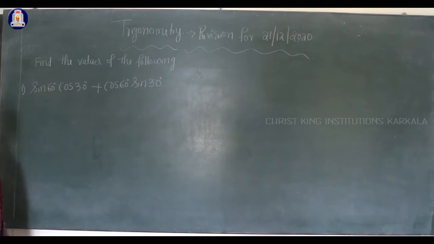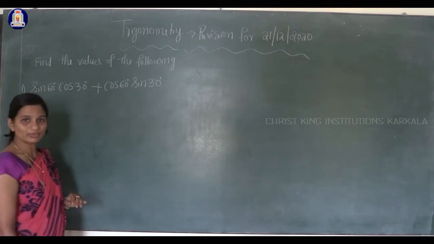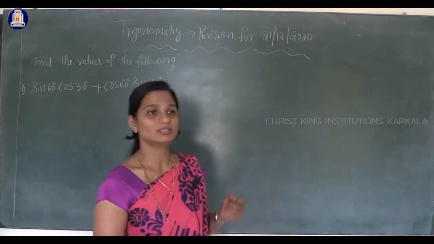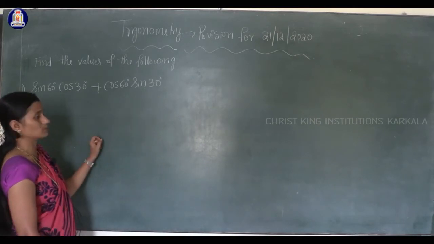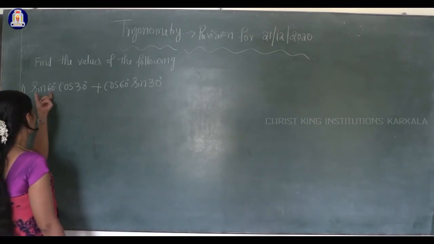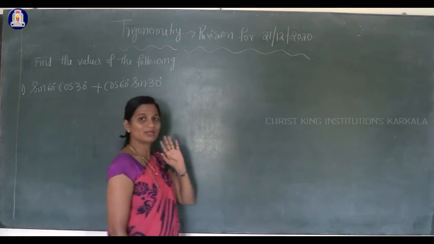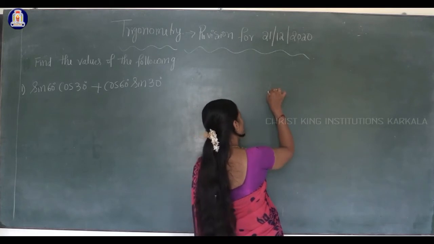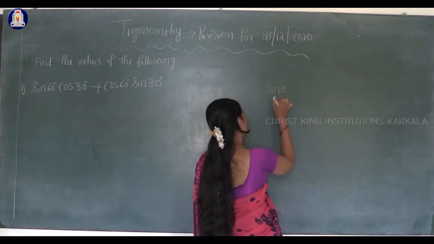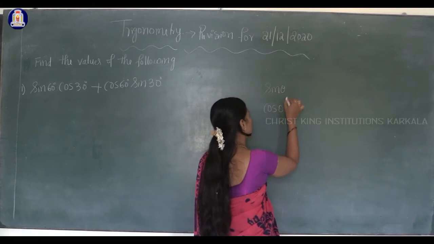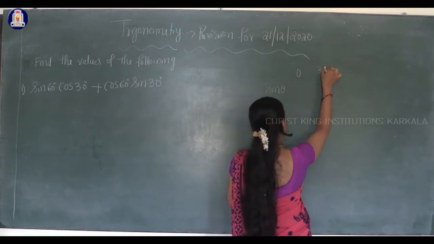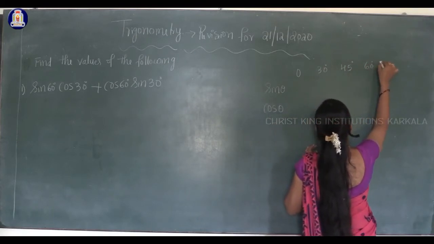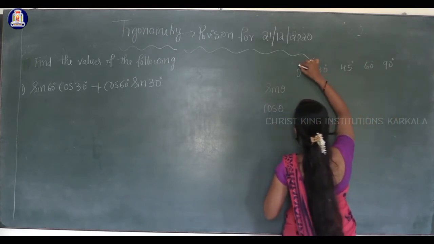So what is the value of this one? You know the table, correct? You should know the trigonometric table, otherwise you can't simplify this type of question. So what are the values of this? I will write only the sin and cos values for 0 degree, 30 degree, 45 degree, 60 degree, 90 degree. These are the standard values.